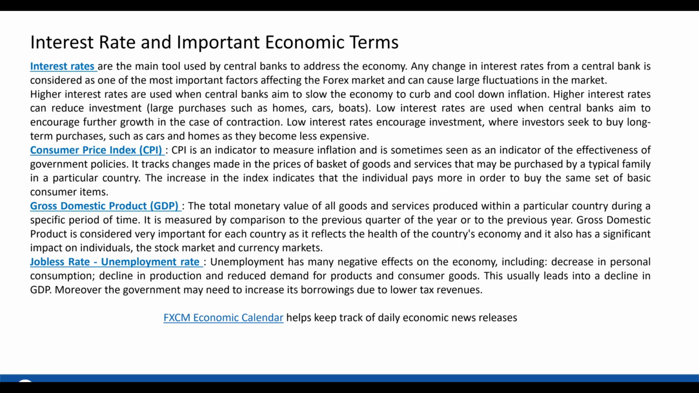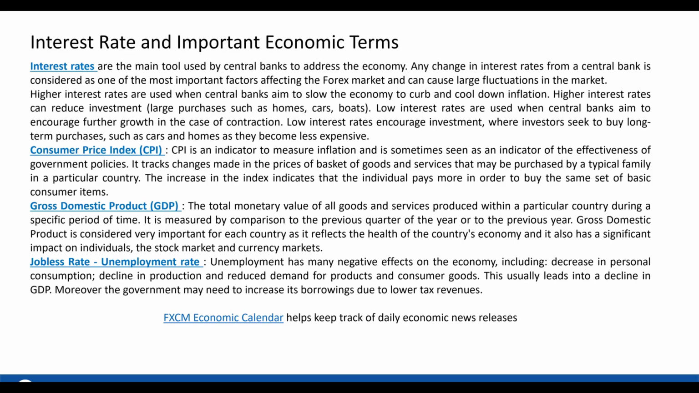The jobless or unemployment rate. Unemployment has many negative effects on the economy, including a decrease in personal consumption, a decline in production, and reduced demand for products and consumer goods. This usually leads to a decline of GDP. Moreover, the government may need to increase its borrowings due to lower tax revenues.